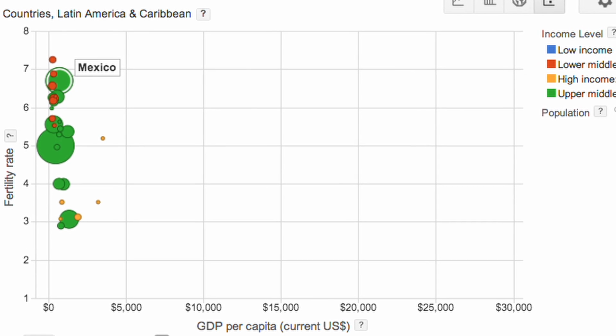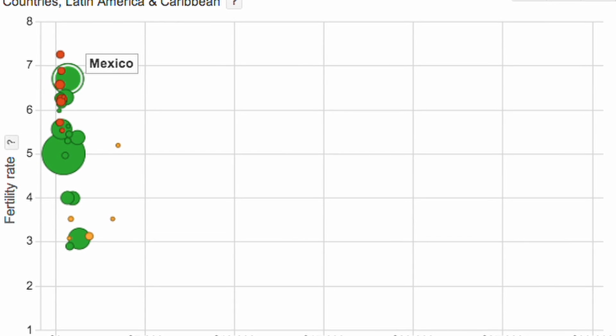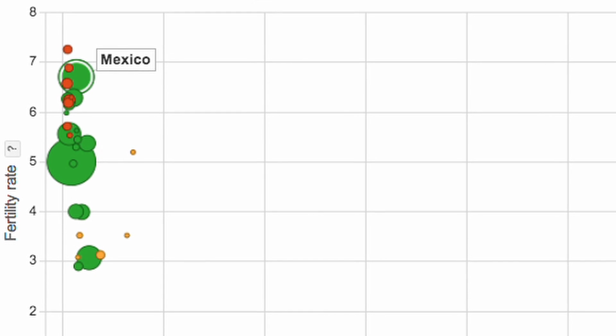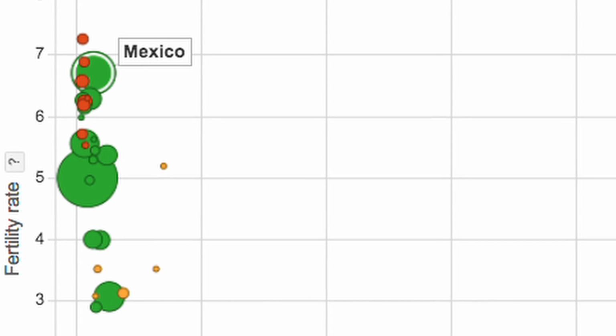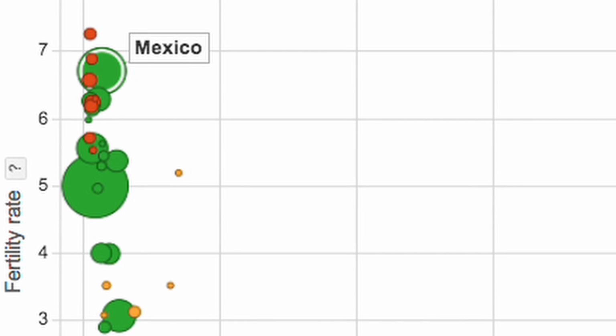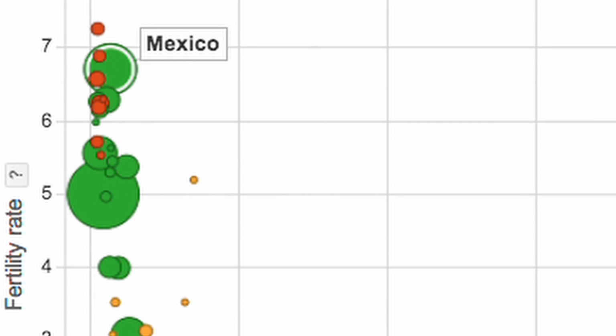This is the world in 1970. These bubbles represent every Latin American country. The bigger the bubble, the larger the population. As you can see, in 1970, women in Latin America had an average of 7 children each.